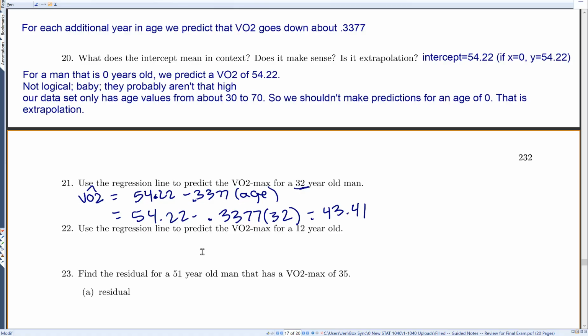Now let's use our regression line to predict the VO2 max for a 12-year-old. Okay. Well, I could just plug 12 straight in. Let's practice that just to practice. So 54.22 minus 0.3377 times 12. That would be 50.16. Okay. But notice, this is extrapolation.